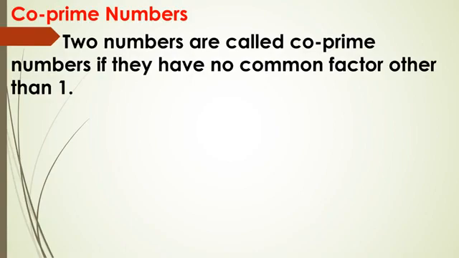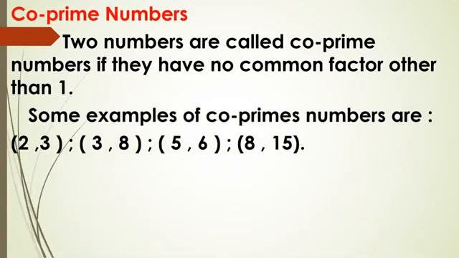See some examples. 2 and 3. If you find out their common factors, you will see that the common factor is only 1. And if the common factor is only 1, then these numbers are co-prime numbers. You can check the other examples also by finding the common factors of these.